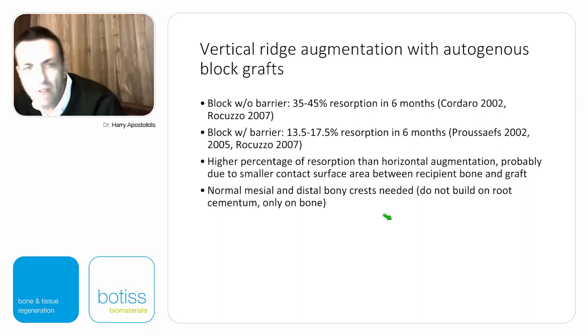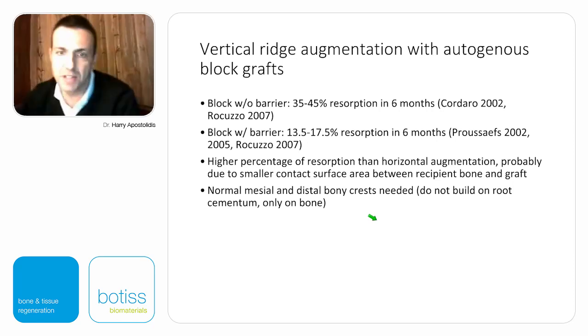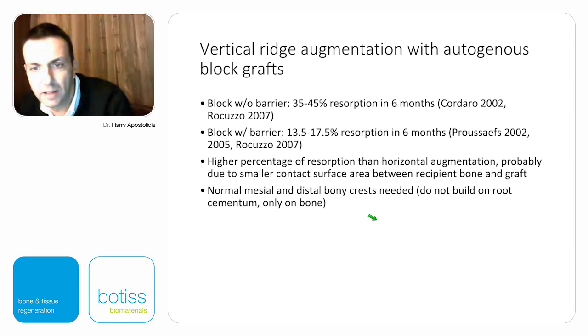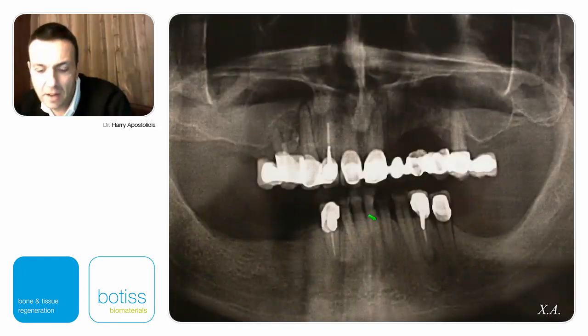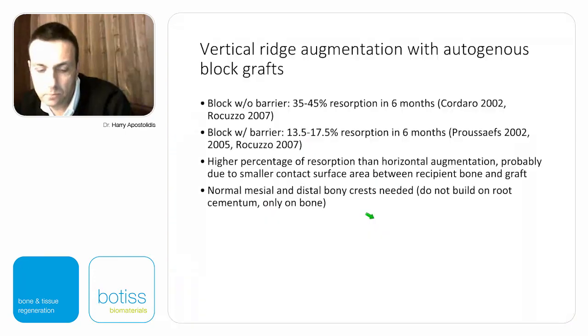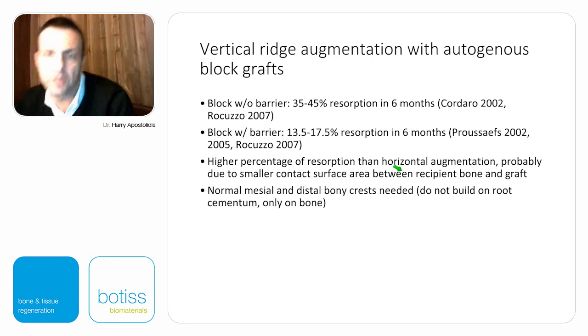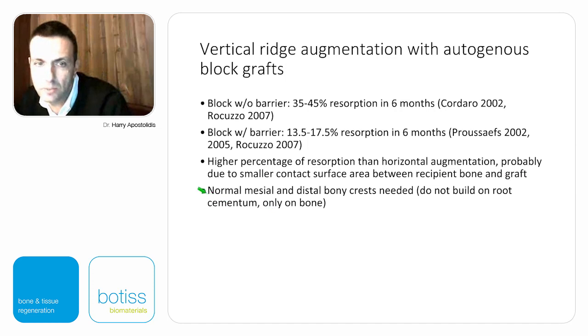Then we have to go a little bit faster to vertical ridge augmentation. Basically the same with blocks and xenograft granules, but it's a little bit less. We have a little bit of a higher resorption rate than a horizontal augmentation, and probably that's due to a smaller contact surface area between the recipient bone and the graft. And again, as we said before, normal mesial and distal bony crests are needed. Do not build on root cementum.